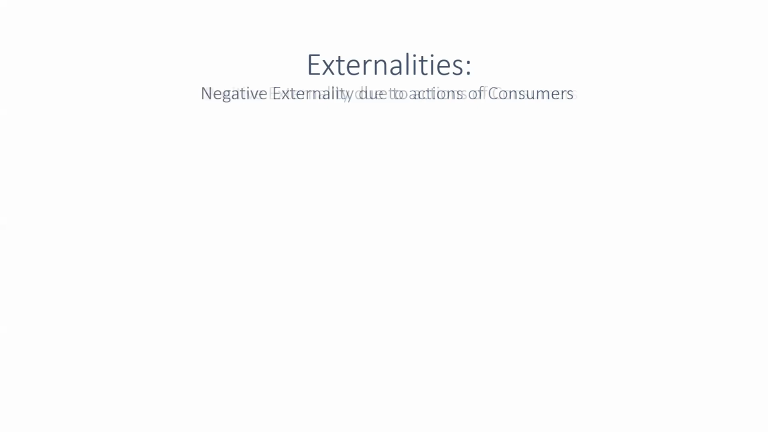Then there's an example of a negative externality due to the actions of consumers. People who smoke, for example, the more you smoke, the more passive smoking takes place for people around you. It affects people in your family. It could affect your health. It could affect the healthcare system. It could also affect someone who is a bystander. So the more cigarettes that are smoked, it tends to have a negative externality. So this is an example of a negative externality due to the actions of a consumer.